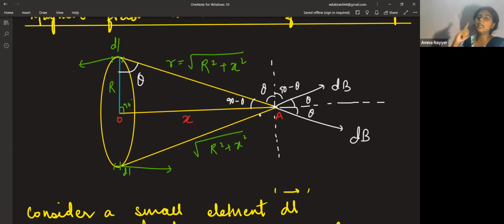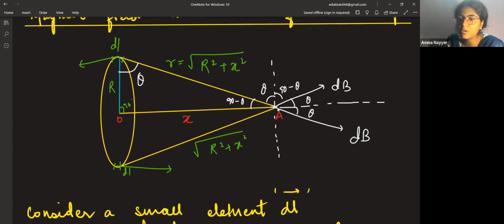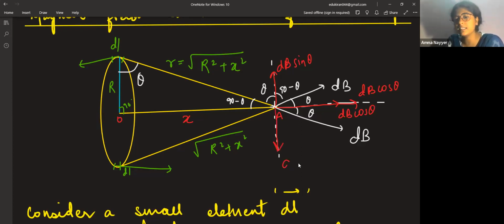Back to this. Fine. Now, when we have to perform resolution of vectors, the angle made with an axis is always taken as cos theta. So this will become dB cos theta, and the perpendicular to it is this. This becomes dB sine theta. We have resolved this. Resolve this now. Again, this is the axis with which the angle is made, so this becomes dB cos theta. And the perpendicular to it becomes dB sine theta.